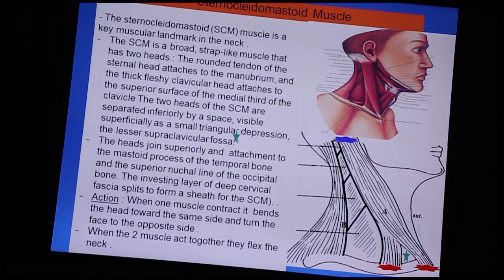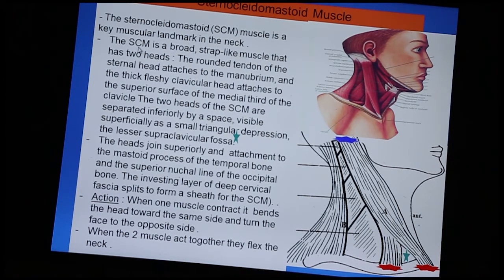Sternocleidomastoid muscle. This muscle is so important that we say it is the keystone of the neck. It is a huge, large muscle, also called the sternomastoid muscle. The sternocleidomastoid muscle is the key muscle landmark in the neck, and all of you have to know what it contains.